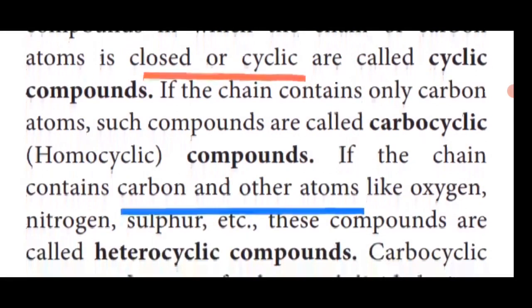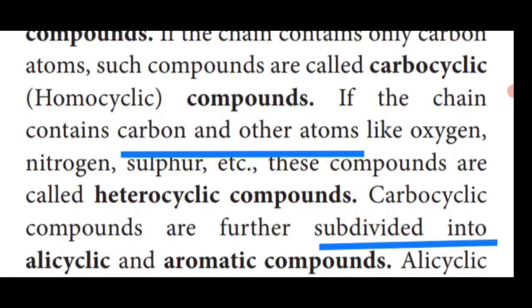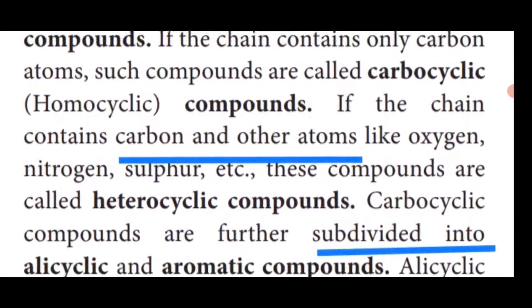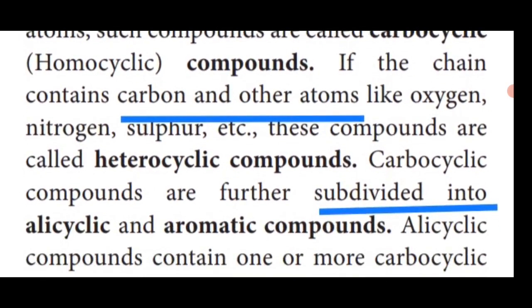If the ring contains carbon and other atoms, what are the other atoms? Like oxygen, nitrogen, sulfur. These compounds are called heterocyclic compounds. What is carbocyclic compound? The ring contains only carbon atoms. This is called carbocyclic or homocyclic compounds. What are heterocyclic compounds? The closed ring contains carbon with other elements: oxygen, nitrogen, sulfur.